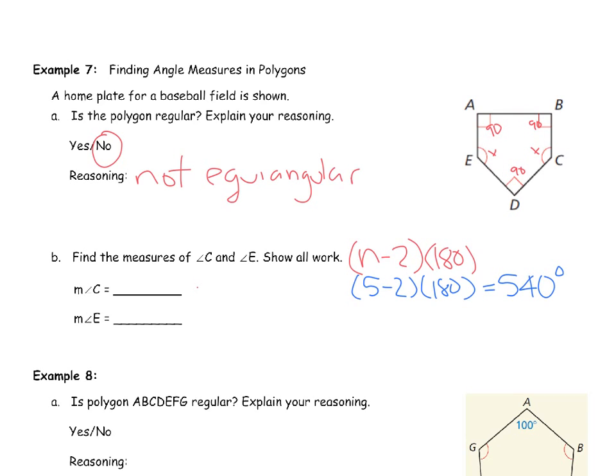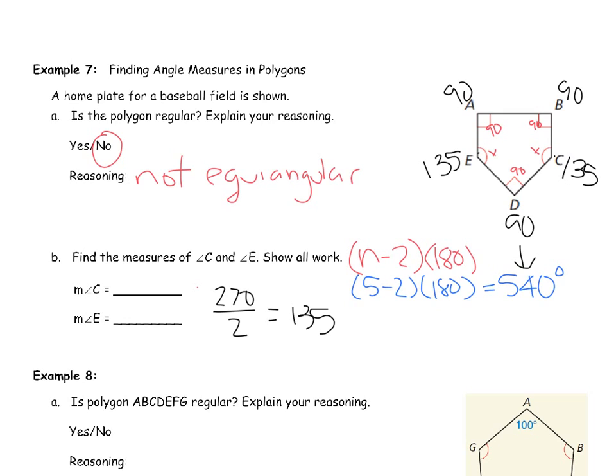So what we're going to do is take 540, subtract 90, subtract the other 90, and subtract the other 90. What we're left with is 270 degrees. If I'm left with 270 degrees, and I know that E and C are the same, I can take that 270 degrees and divide it by 2, and I get 135. So therefore, I know this is 90, that is 90, that is 90, so E is 135 and C is 135. If I add all those values up, they should equal 540. So C and E are 135 degrees.